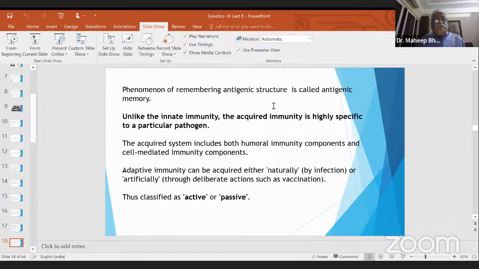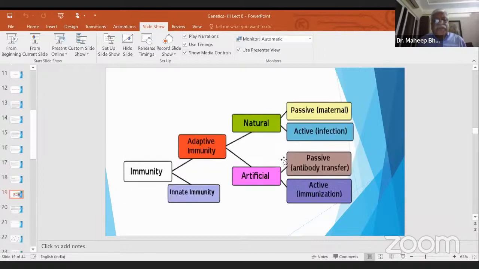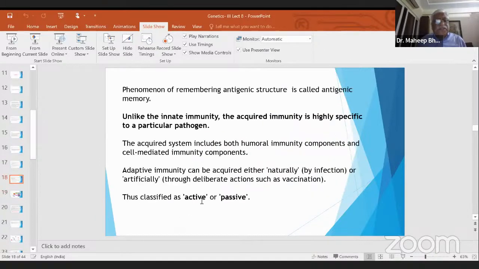So this is basically called memory function or antigenic memory in our body. I'm not going into details of this. And just briefly, I will suggest a few things.